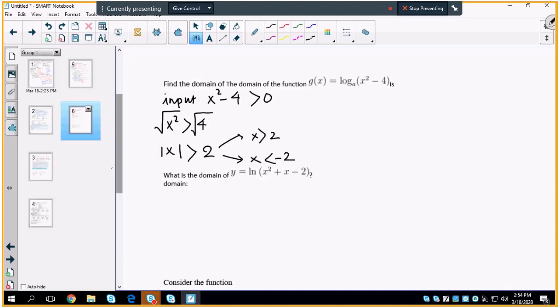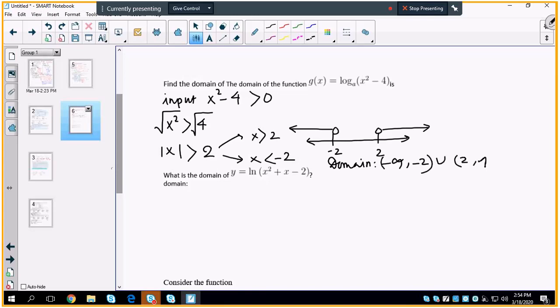Let's see it on the number line. You have negative 2, you have positive 2. Either you are greater than 2, because of the strict inequality I would put an open dot, or I am less than negative 2, so I'm on this side. So that tells me the domain of this function. The domain is negative infinity to negative 2, union 2 to infinity.